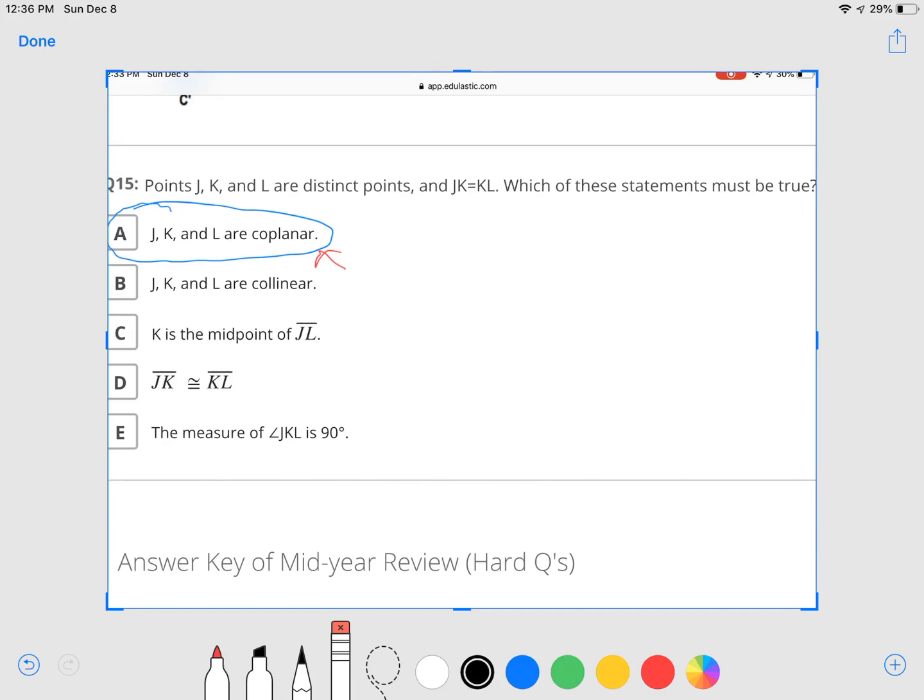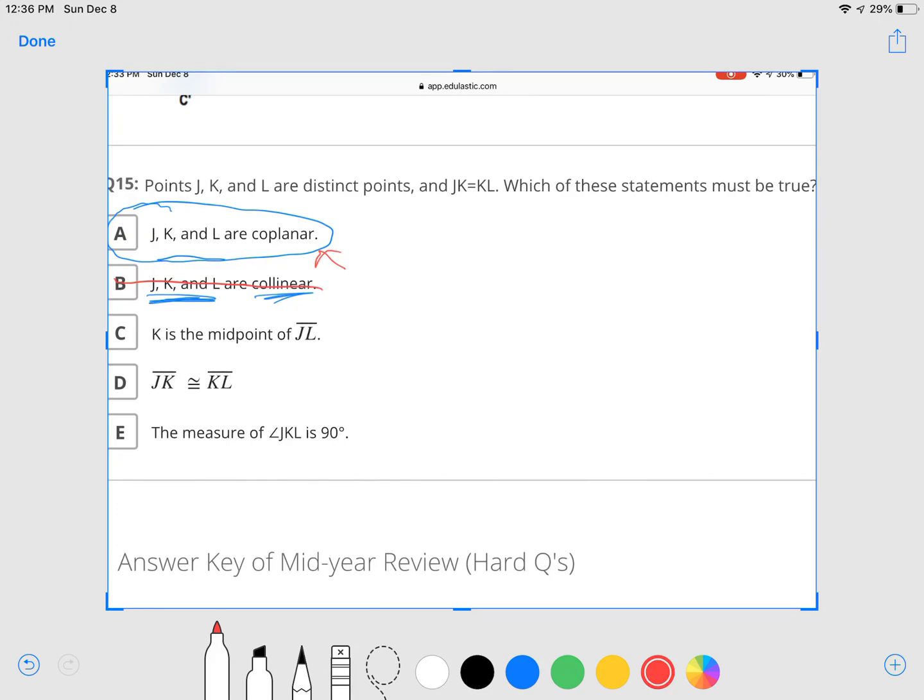Okay, so let's look at B. J, K, and L are collinear. Okay, well we kind of just talked about that. 3 random points in the universe, they don't have to be on the same line. They don't have to be collinear. You can just rewind a few seconds to look at the picture. Okay, so this is false, so we're going to scratch it out.